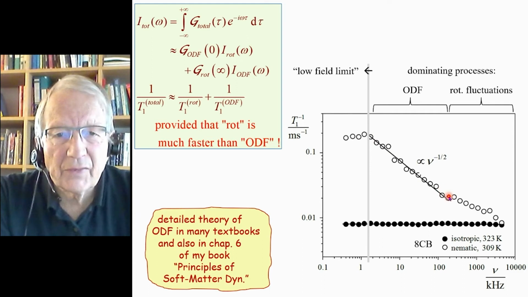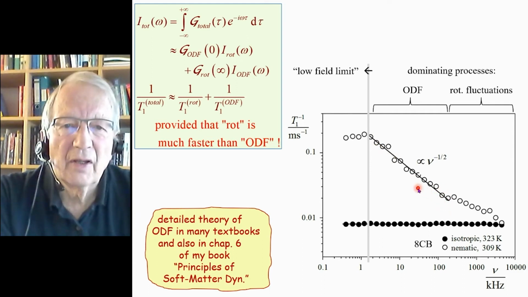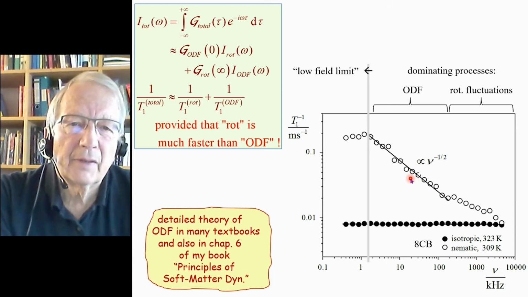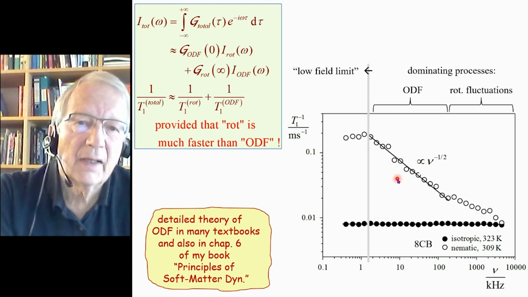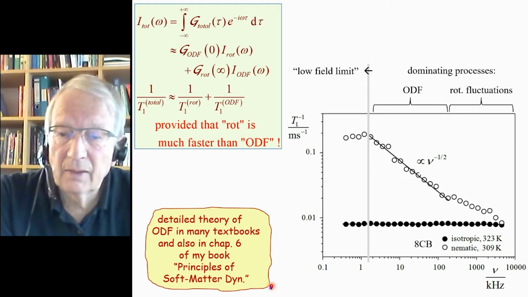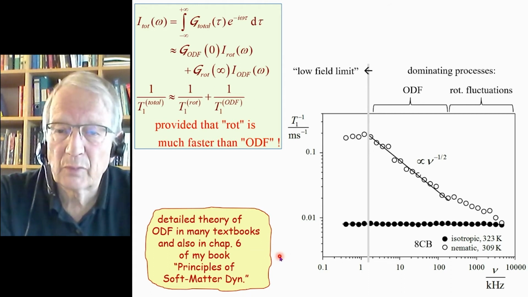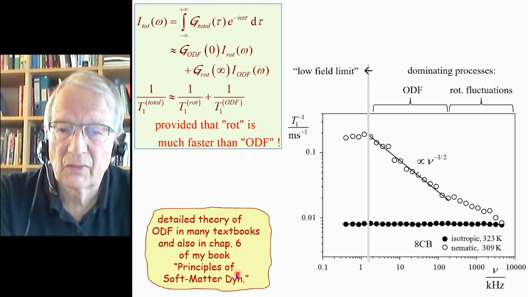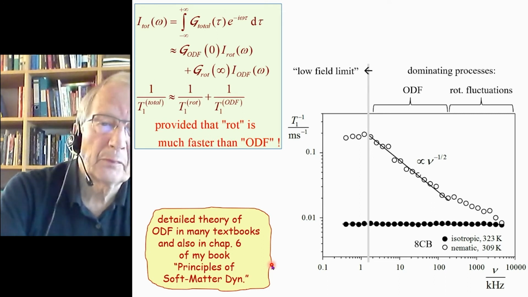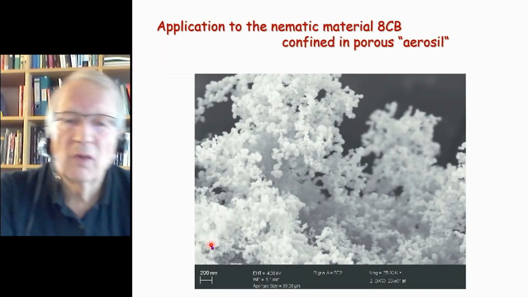I mean, this special relaxation dispersion can be calculated in detail and predicted in detail, actually, for nematic fluctuations. And if you look, you can find the theory in many textbooks, and also in chapter 6 of my book, Principles of Matter Dynamics.